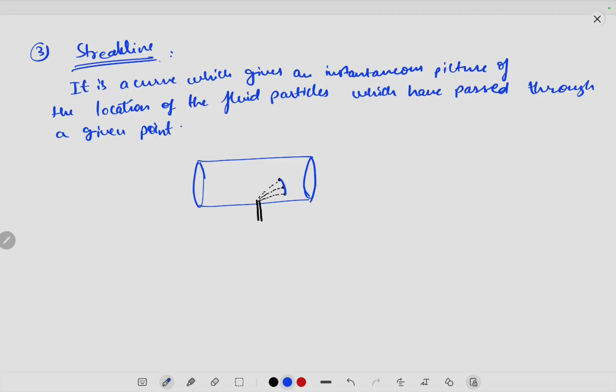Let's understand the difference among these three lines from a nice YouTube video.